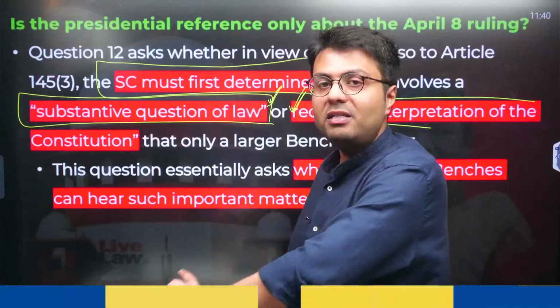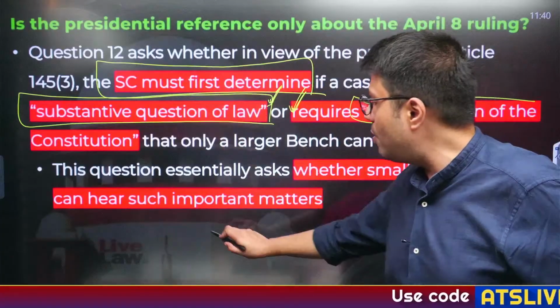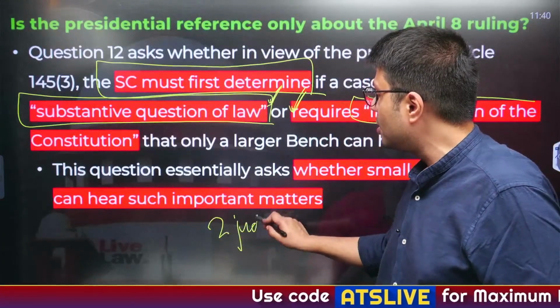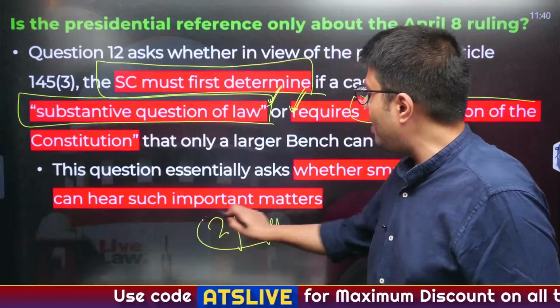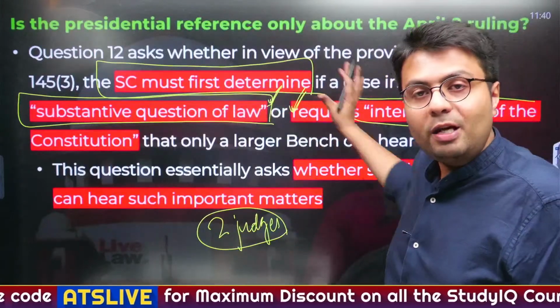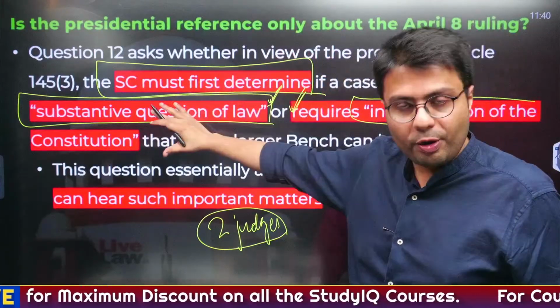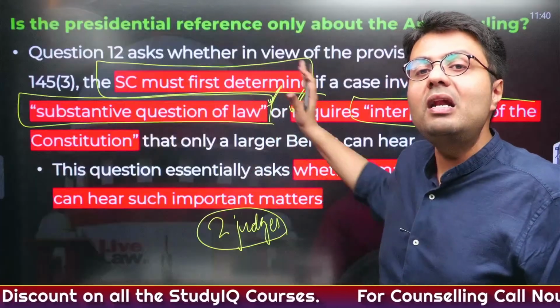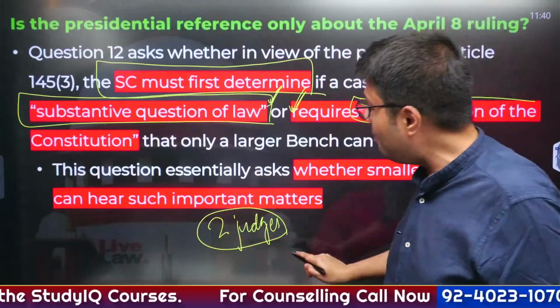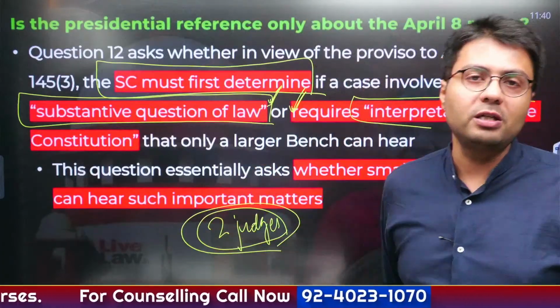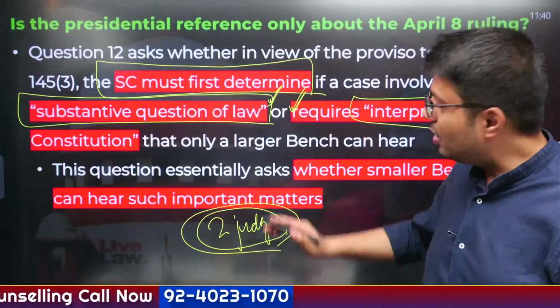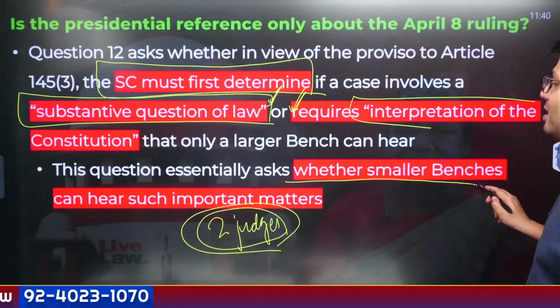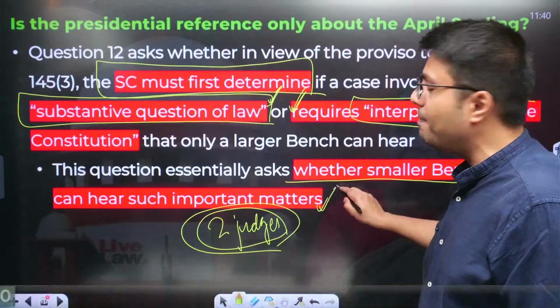And the bench that gave its April ruling consisted of only 2 judges. So Madam President says that when a matter deals with interpretation of the constitution or a substantive question of law, why didn't a larger bench deal with it, and why could a smaller bench of only 2 judges hear this matter? So the question asked by the President is whether a smaller bench can hear such important matters.